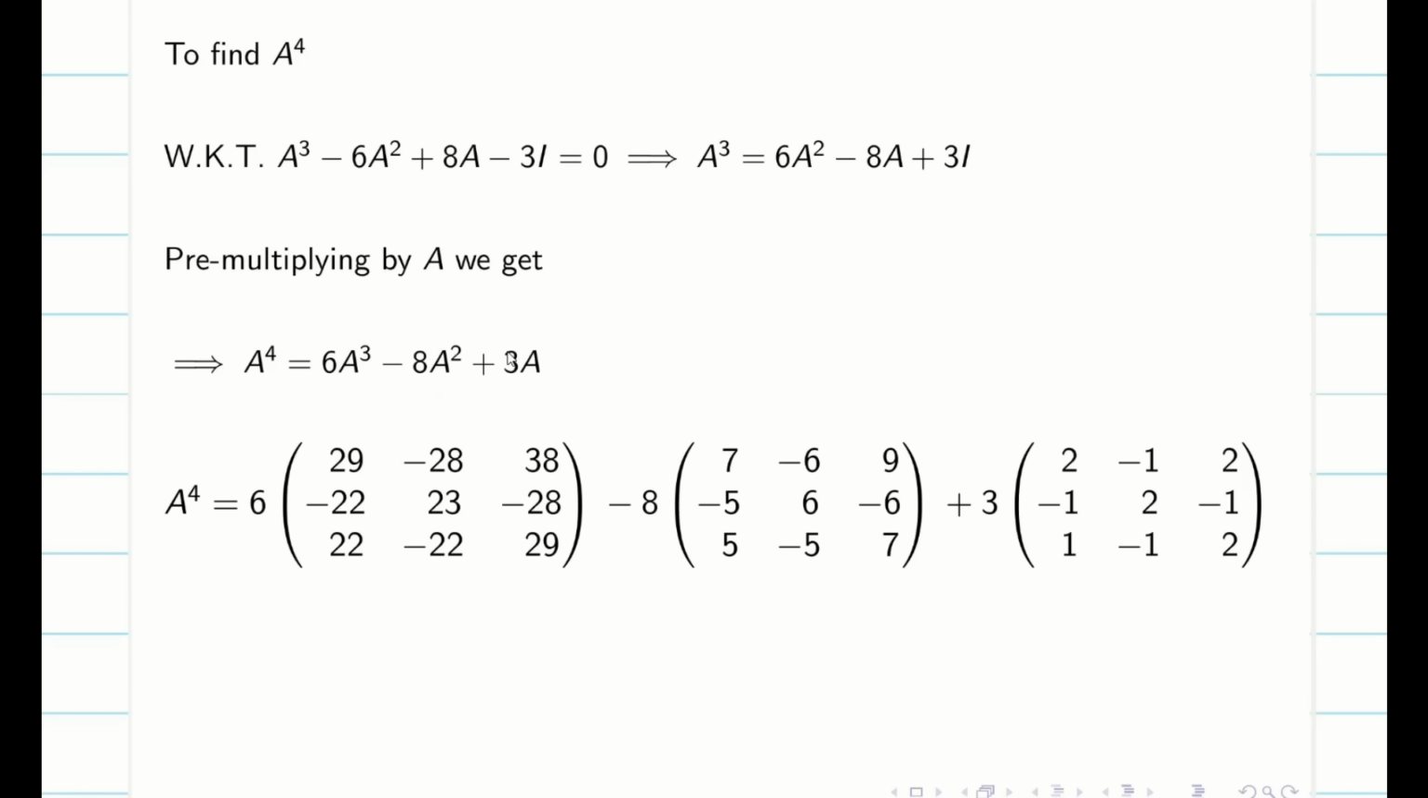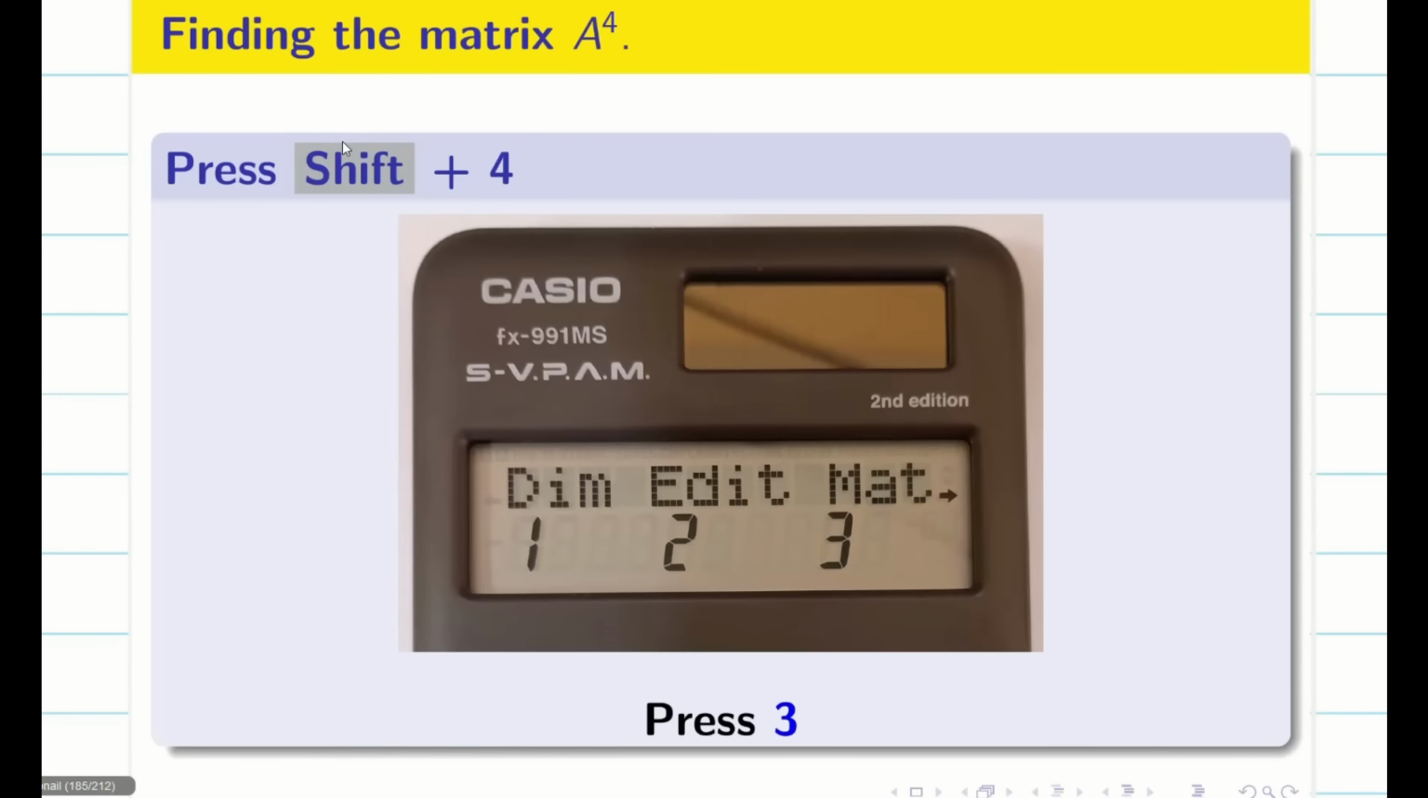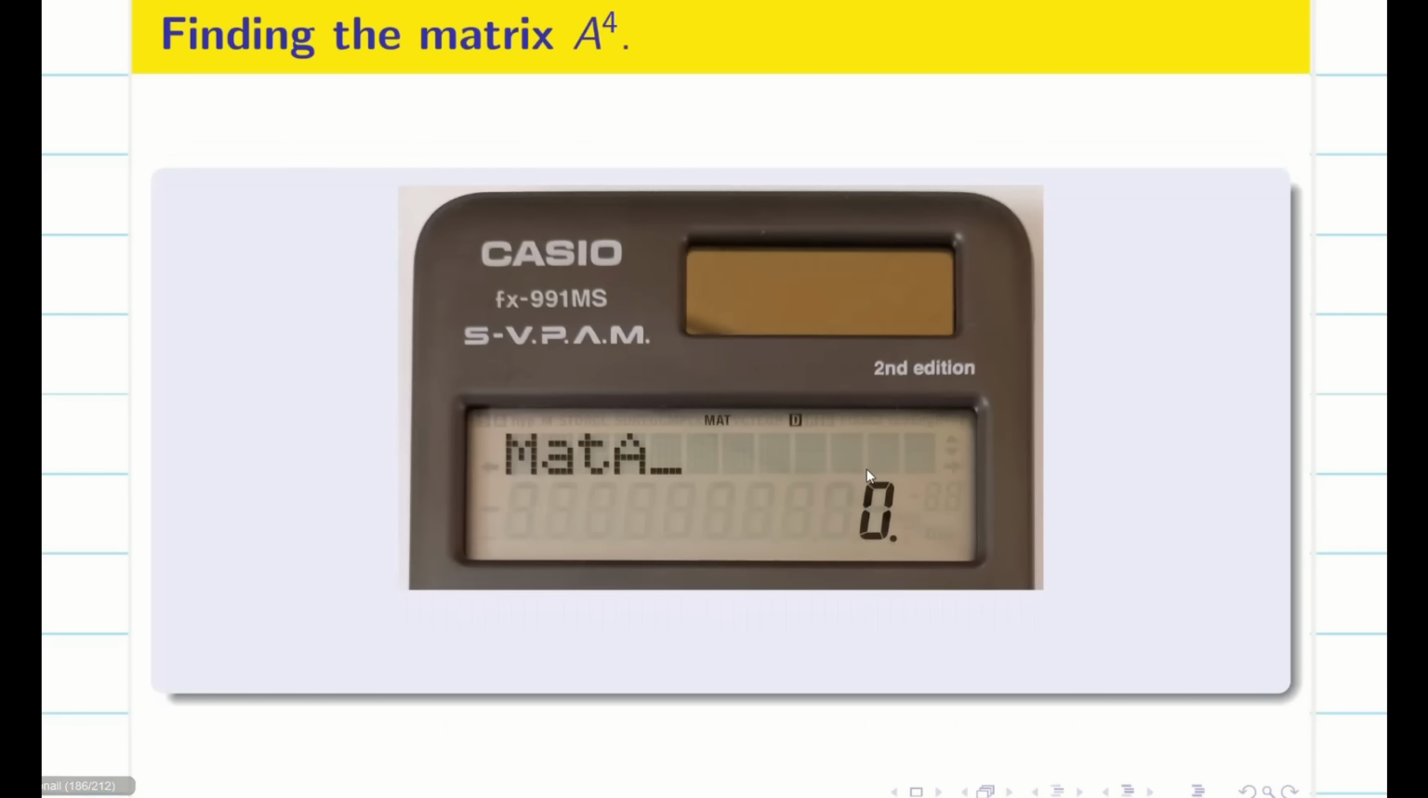Just substitute 6 into A cube minus 8 into A square plus 3 into A. Now either you can simplify this, but still it is very tough because you may make some error. We can go for the calculator. As usual, press shift plus 4. It will ask you to choose mat A because mat A is stored in your calculator. So it will display A, B, C, D. Then choose A, 1. It will show mat A. Now I want to find A power 4.